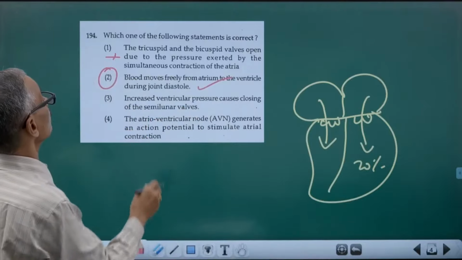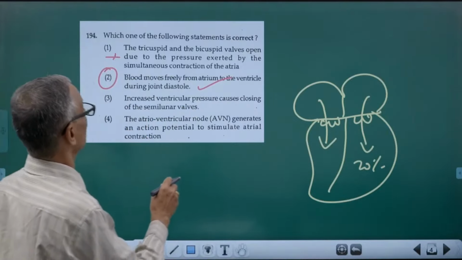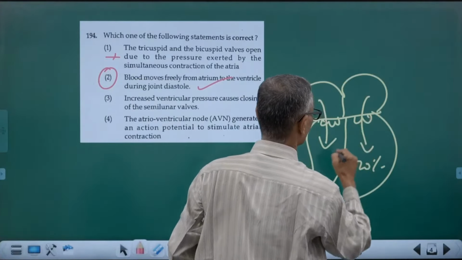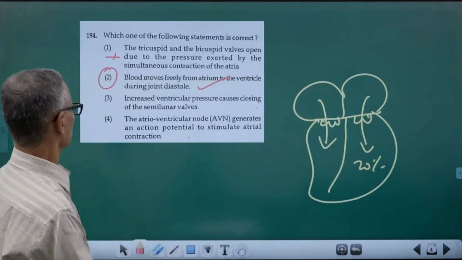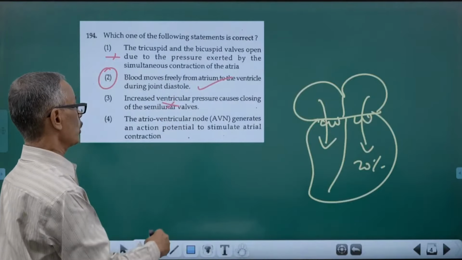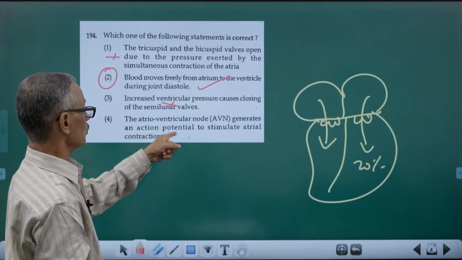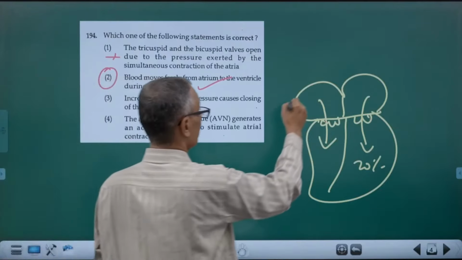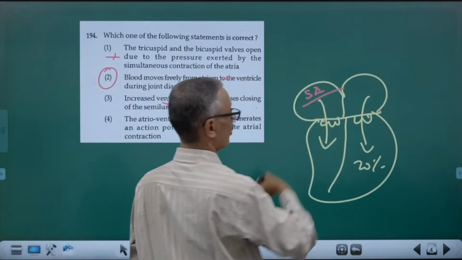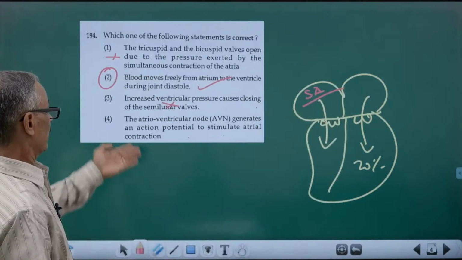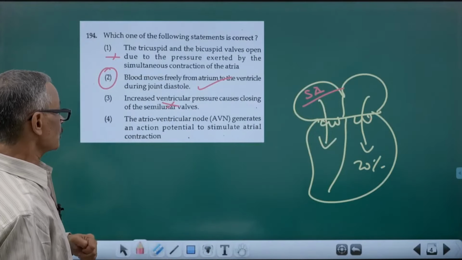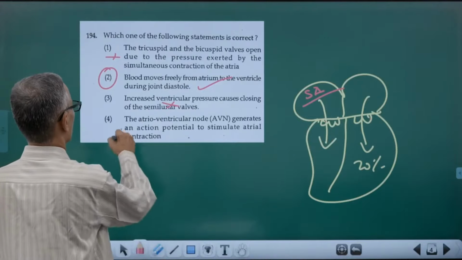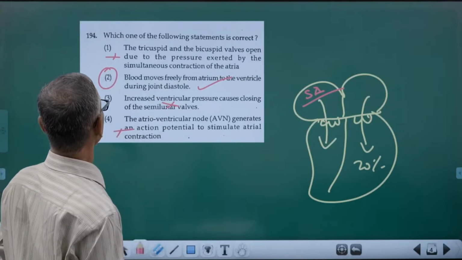Increased ventricular pressure causes closing of the semilunar valves. No, it will cause closing of the tricuspid and bicuspid valves. Atrioventricular node generates the action potential to stimulate atrial contraction. It is the SA node, the pacemaker, that generates an action potential to stimulate atrial contraction. So the only correct one is the second one.